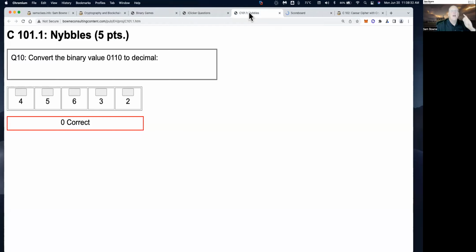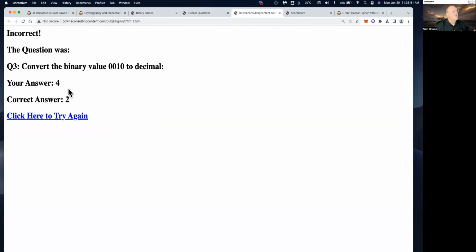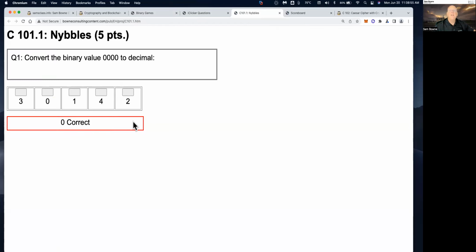And I made a little game you can play to prove that you know your nibbles, sort of based on the same logic as the Khan Academy. You have to get, I think, 10 in a row right to get the flag. So 110 is 2 plus 4, that's 6. 111 is 7. 1, 0, 1, 1, that's 11, and so on. And if you get one wrong, it tells you you're wrong. And when you go back here, you're back to 0. So when you get 10 in a row, you'll get a flag.